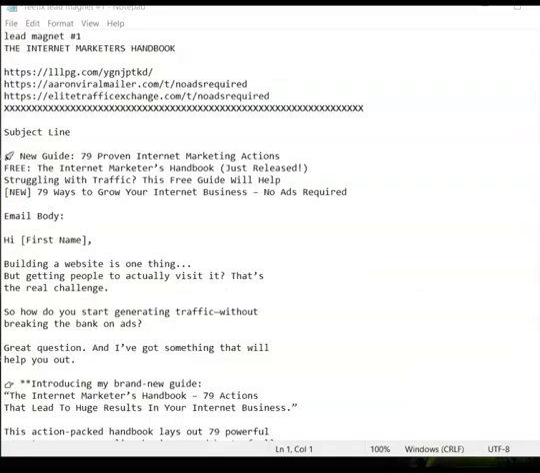Okay, so this is a sample email. This is the email that we will use to promote the lead magnet. First of all, it's very important that you have a URL and that the URL must have a tracker. You must know where those hits are coming from. So here this is one tracker, this is another tracker, and this is the third tracker. So this particular lead magnet has three trackers.